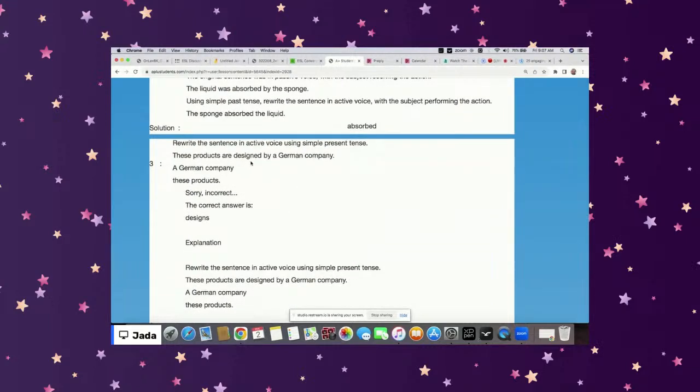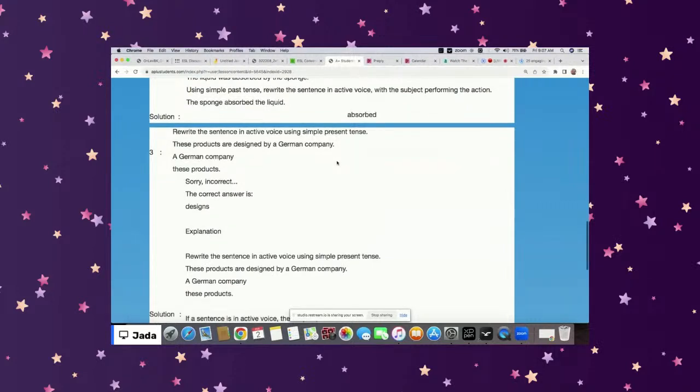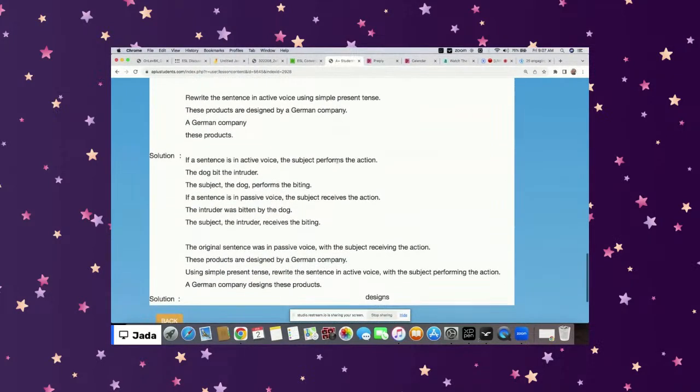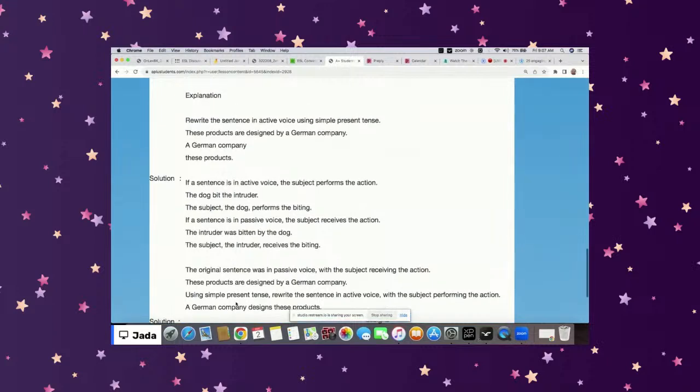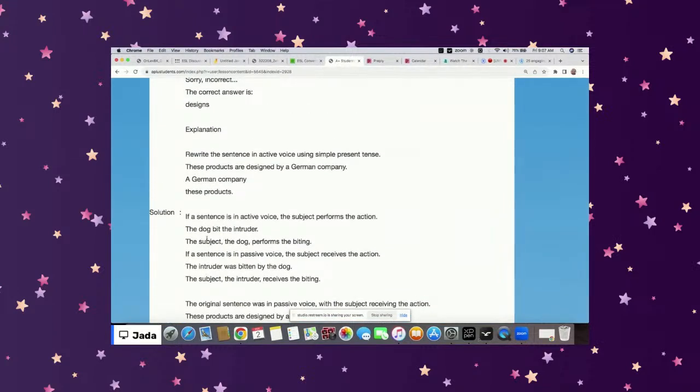Now these products are designed by a German company. It's in passive voice, and if you want to put it in simple past tense active voice, a German company designed these products.